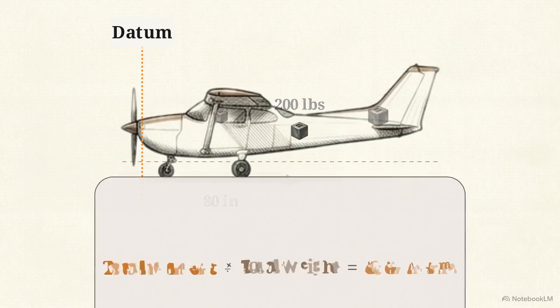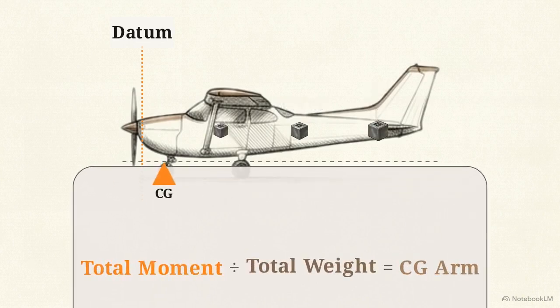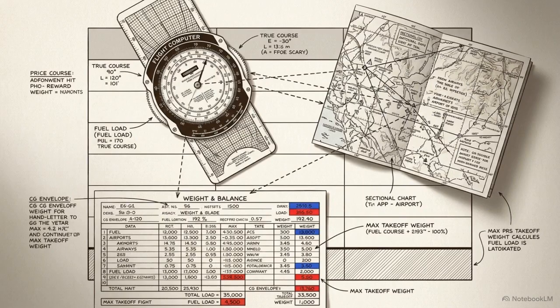Once you have everyone and everything loaded, dividing the total moment by the total weight gives you your exact center of gravity arm. Visualizing how these physical locations interact stops you from mixing up the math on the FAA exam.